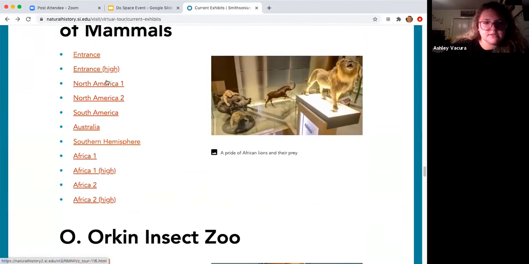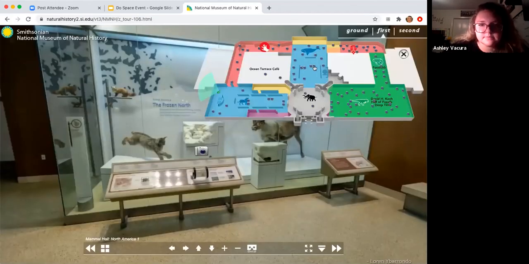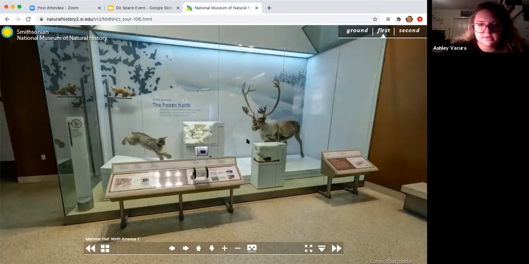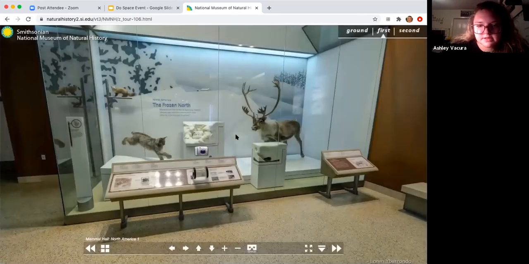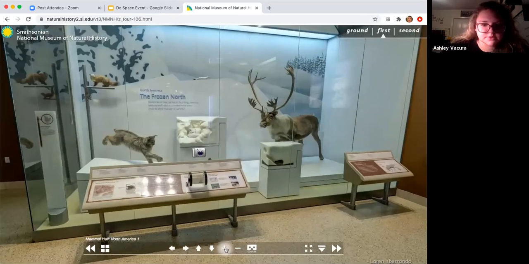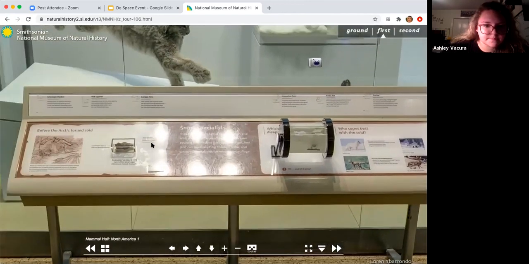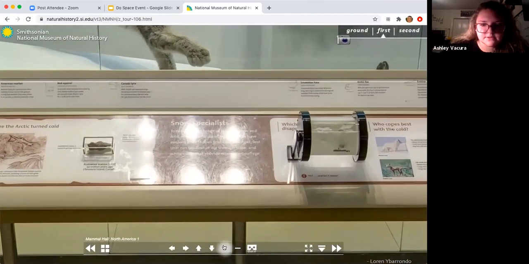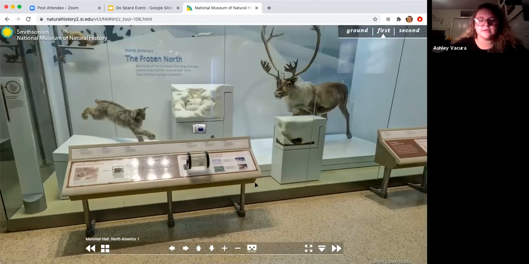So let's say we wanted to look in the North American mammal section, since we are in North America. So these, it says the frozen north. So these pictures, that looks like a white fox or a snow fox. This looks like a caribou. You can also zoom in. So yeah, these are all mammals that lived in the cold. And as you see, a lot of these animals have fur. The fur is what keeps them nice and warm in the snow so they don't freeze.